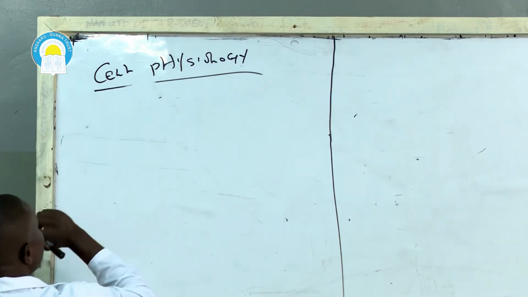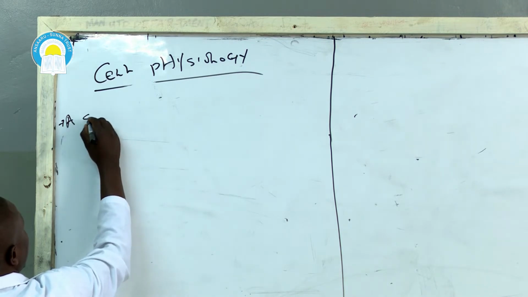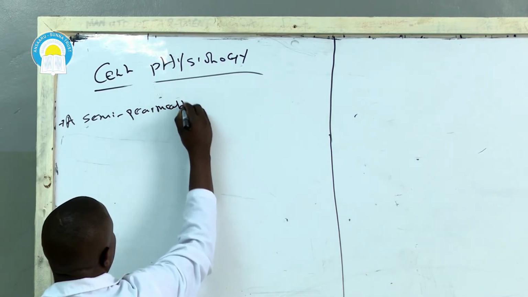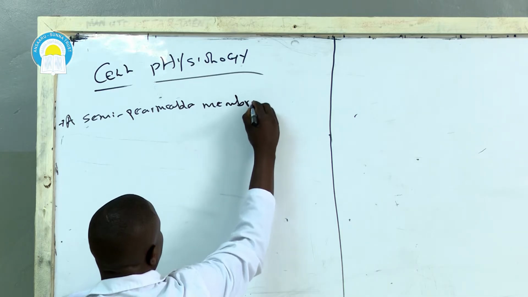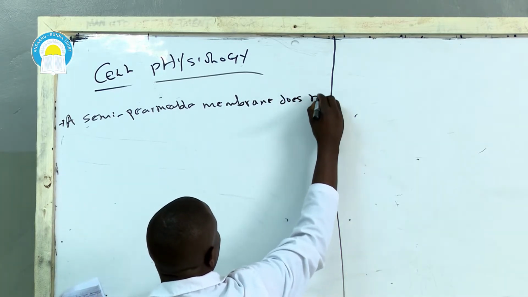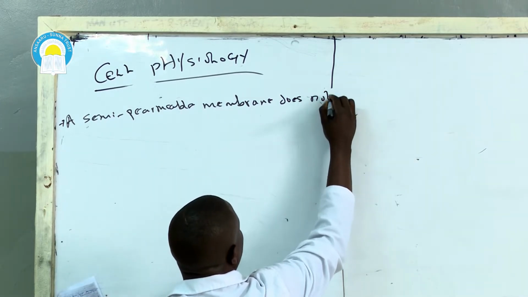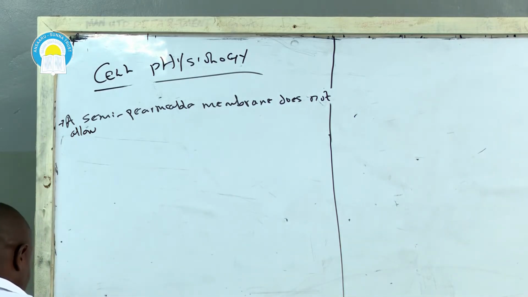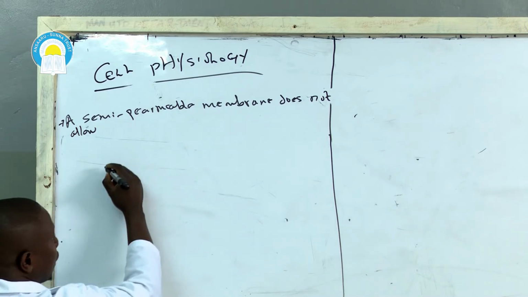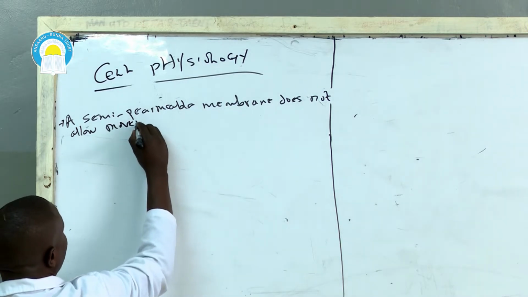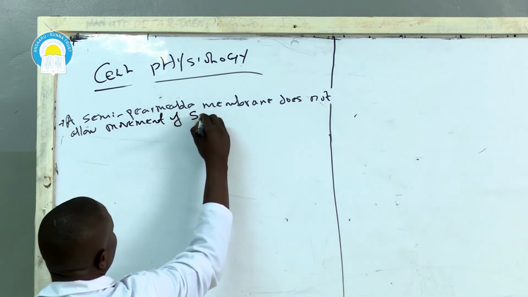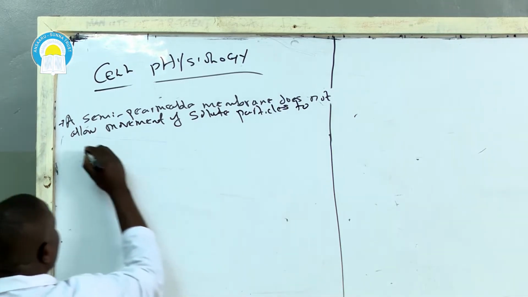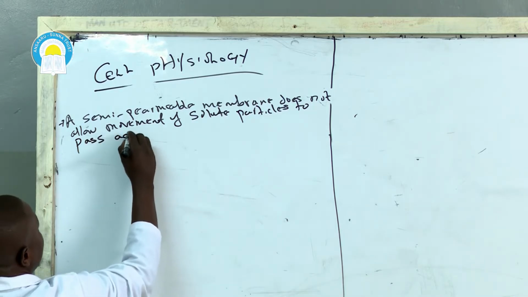So you write, a semi-permeable membrane does not allow movement of solute particles to pass across it.